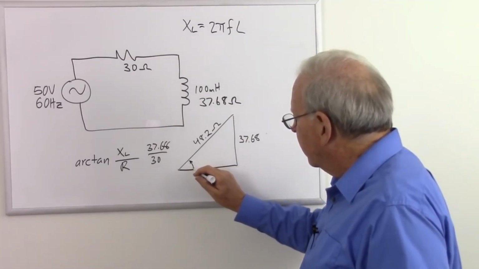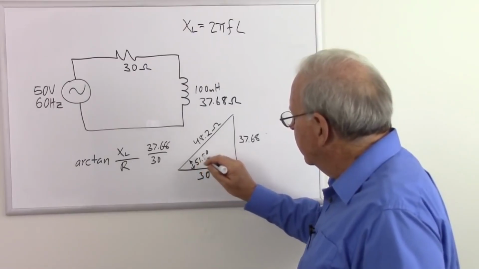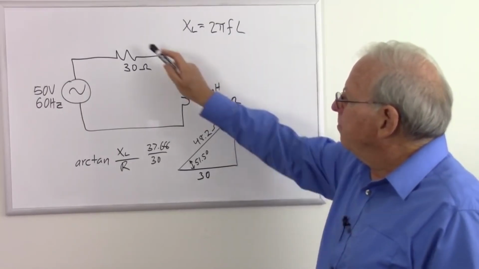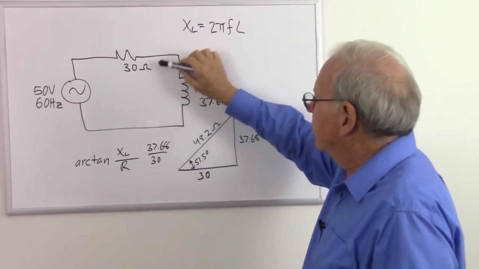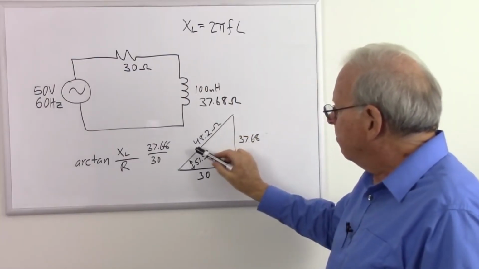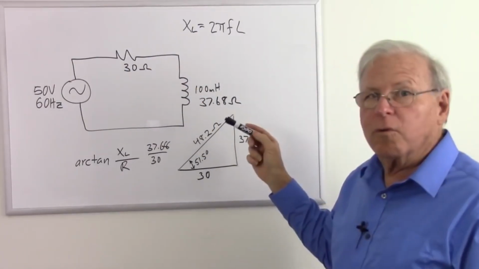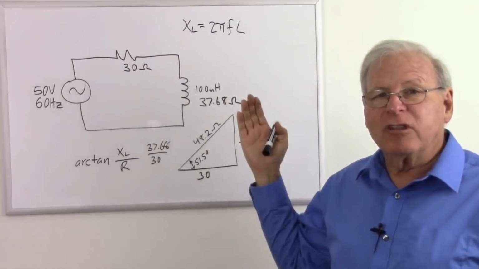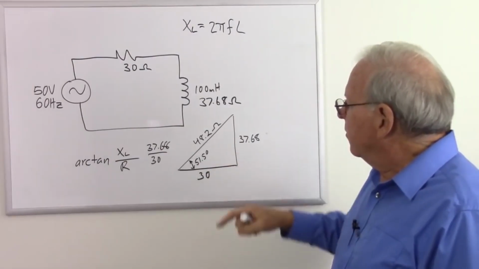So there is our angle, 51.5 degrees for that angle. So now we calculated the total impedance of this circuit. How does the inductive reactance and the resistance add together to give us a total impedance? So together they're going to act like a 48.2 ohm resistor at that frequency. And how much does the voltage lead the current? It's going to be by 51.5 degrees.